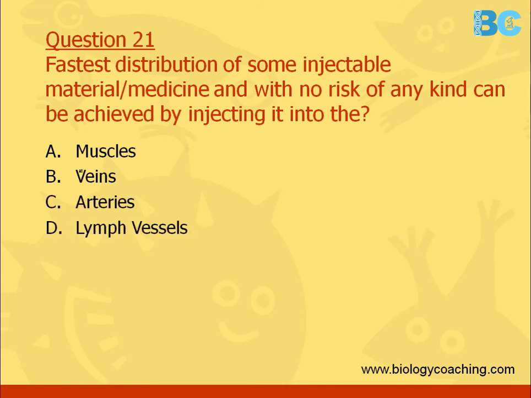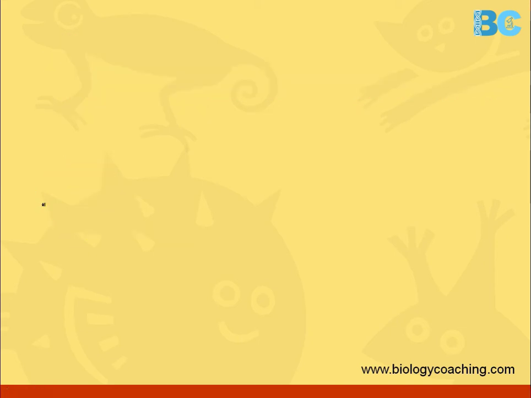Fastest distribution of some injectable material, medicine, and with no risk of any kind can be achieved by injecting it into the veins, and this is technically known as intravenous. So the answer is veins.